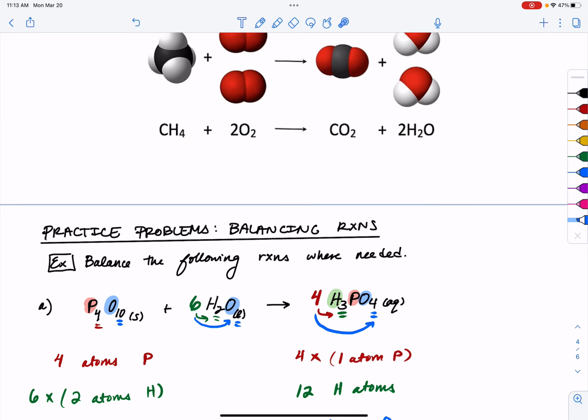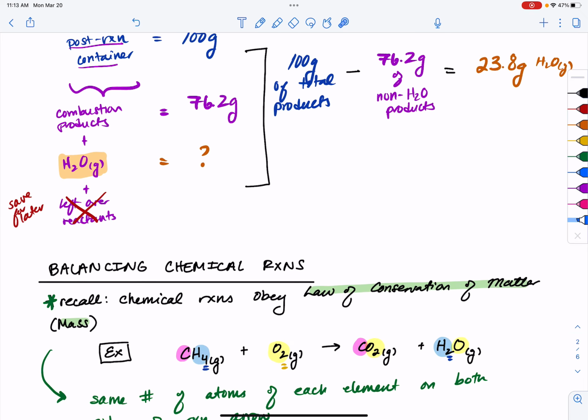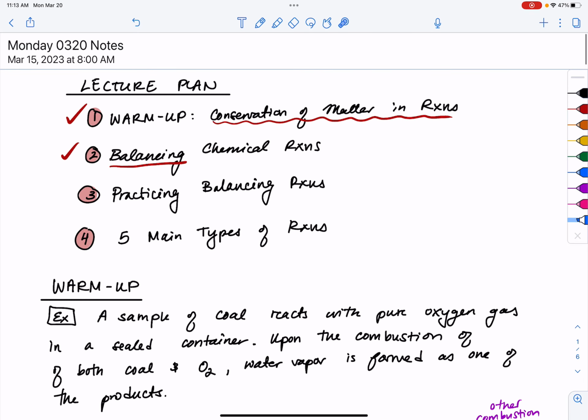So hopefully you guys have a better time counting today than I did. We will practice this more in our active homework. And from there, I would like to move on to our last topic of the day, which is going into the 5 main types of chemical reactions, which we'll explore in more detail coming up later this week. So I'll see you in our last video.